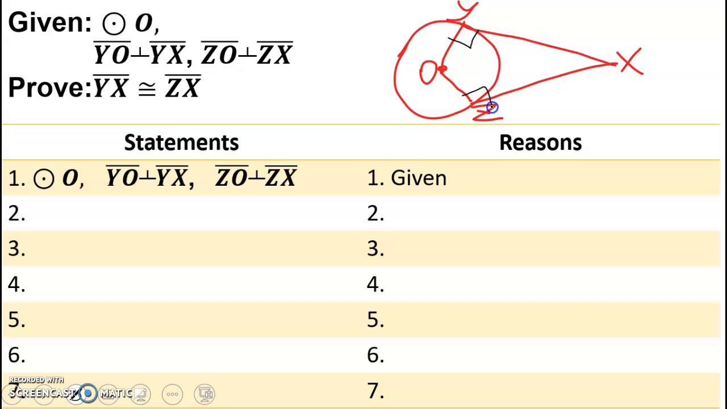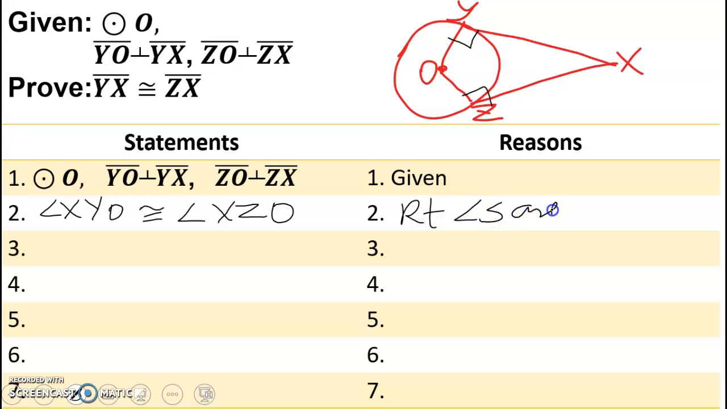And likewise, ZO is perpendicular to ZX. So we have a right angle. So based on this, we can say angle XYO is congruent to angle XZO because right angles are congruent. Okay, right angles are congruent. But we need 2 triangles, because we want to prove the side YX, that these long sides are congruent. So we need 2 triangles.